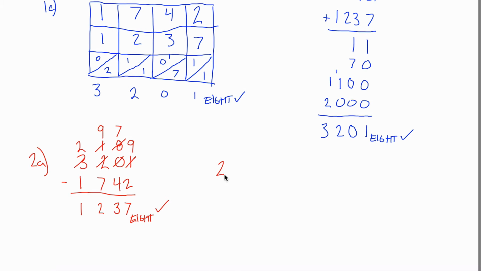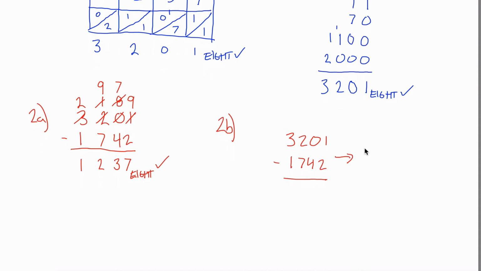And then finally 2b. 2b says that if you're trying to do 3201 minus 1742, what you can do is keep the top number the same, but then write the 7 complement of each of these digits here. So change it from a subtraction problem to an addition problem. And then the 7 complement. So the number that you'd have to add to each of these to make them 7.